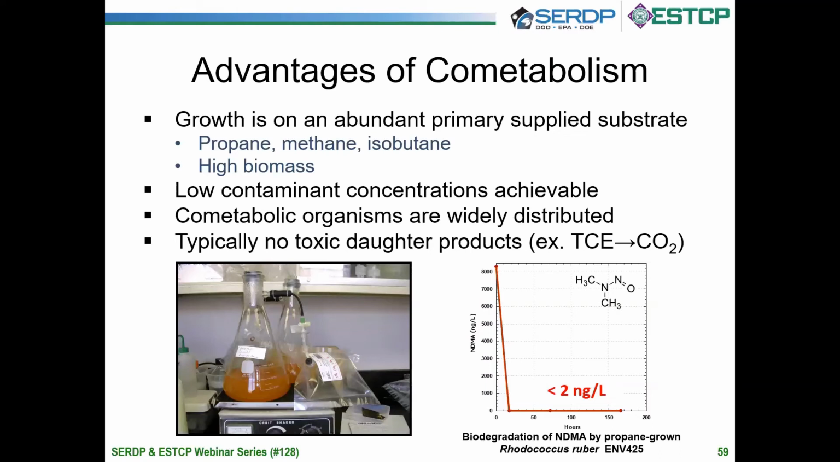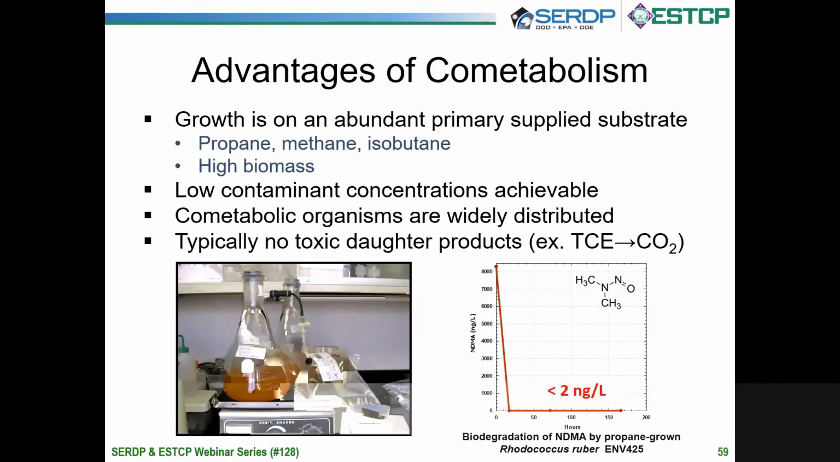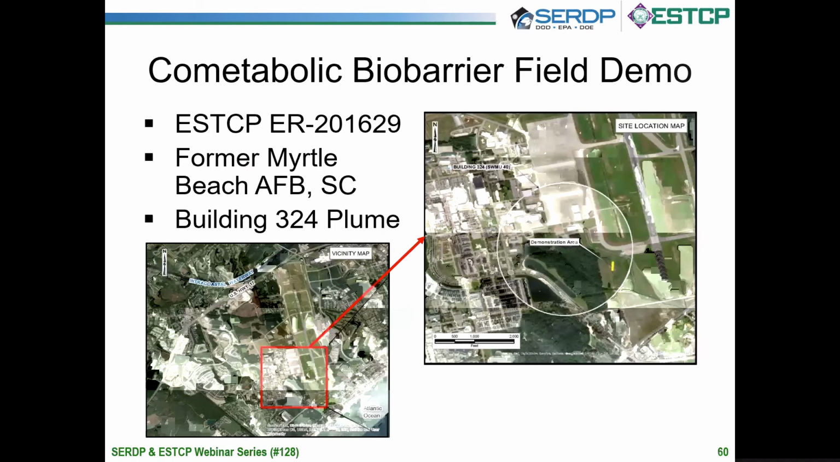And the final advantage here is that typically there are no toxic daughter products generated during this process. I give this example, TCE. Under anaerobic conditions, you would go through cis-DCE and vinyl chloride, which are not ideal places to be. But in this case, you go right to CO2. There are some intermediates, but they're not toxic, and they're typically degraded very quickly during this process. So these are some of the advantages of co-metabolism.